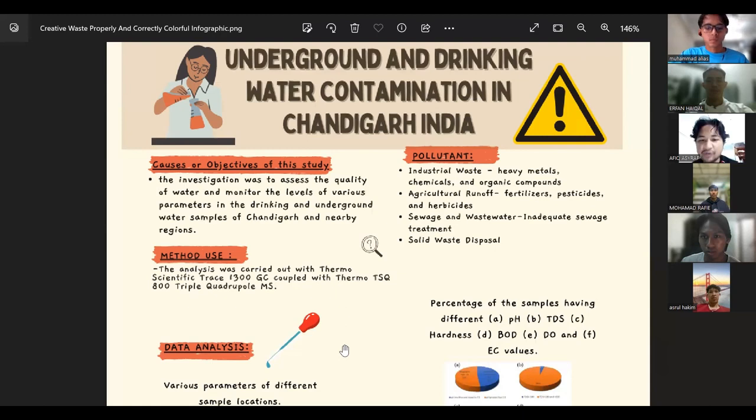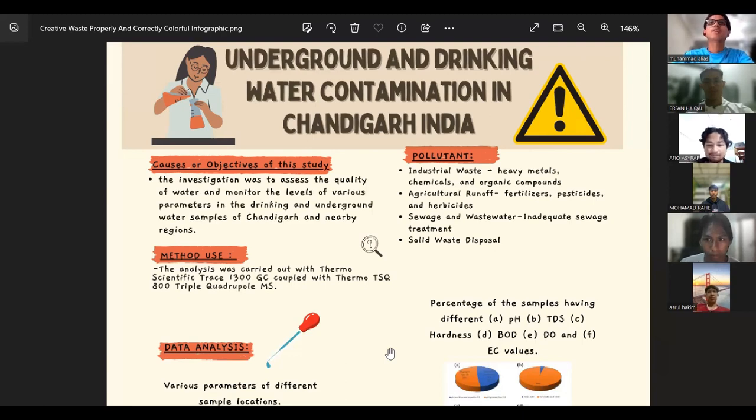Okay, next is sewage and wastewater. That is because in Chandigarh, India, they have inadequate sewage treatment, so the water cannot be treated with the newest technology. And the last one is solid waste disposal. From house to house, they just throw waste like plastic bottles and so on, and when they throw it, it will affect the underground water.